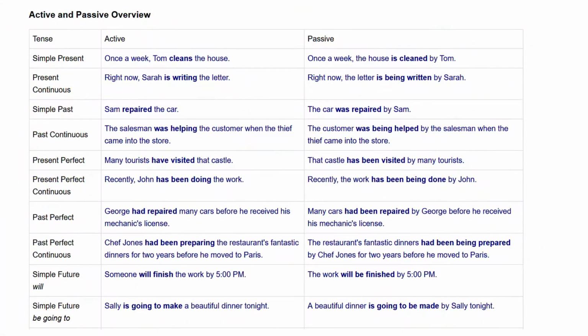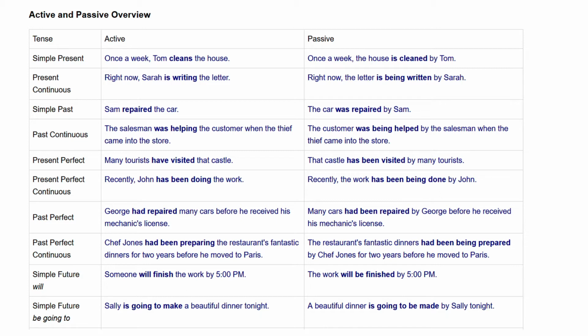And this is an example of active and then passive according to the verb tense that is used. Pay attention to the word that is typed in bold. Cleans changed into is cleaned. Alright, this is for simple present. Once a week, Tom cleans the house. Once a week, the house is cleaned by Tom. Do you see how it is different? Yeah, how it is changed?